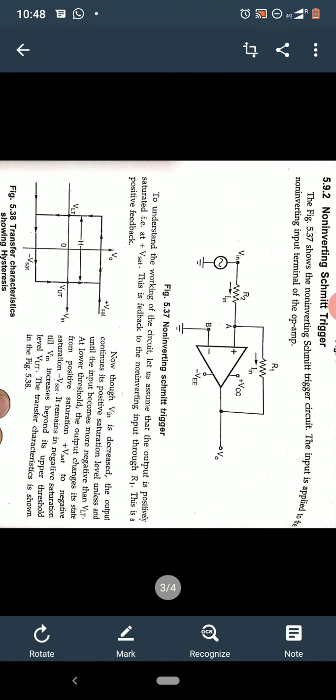If you are coming previously from plus V saturation, as in this case, V input is more than VUT and your output is V saturation, and now you are reducing your V input so that it is becoming less than VUT and is near the VLT, still your output is plus V saturation. Once it reduces just below VLT, suddenly it changes its state from plus V saturation to minus V saturation.